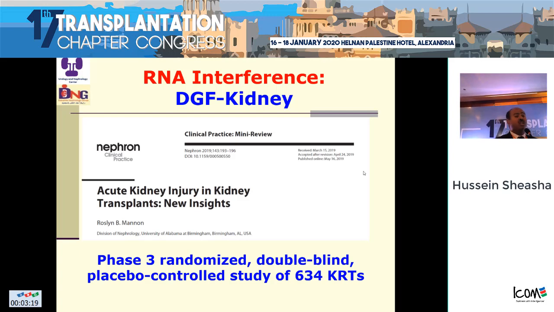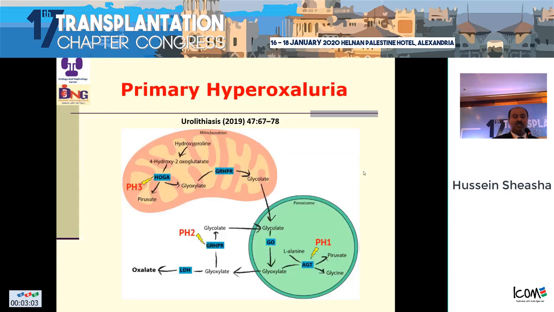And within the discussion of this article, the authors mentioned, based on personal communication, that the phase 3 study of this drug to tackle delayed graft function in the kidney was disappointing for treating 634 kidney transplant recipients. Another hope is to have a drug for primary hyperoxaluria for treating and inhibiting enzymes.